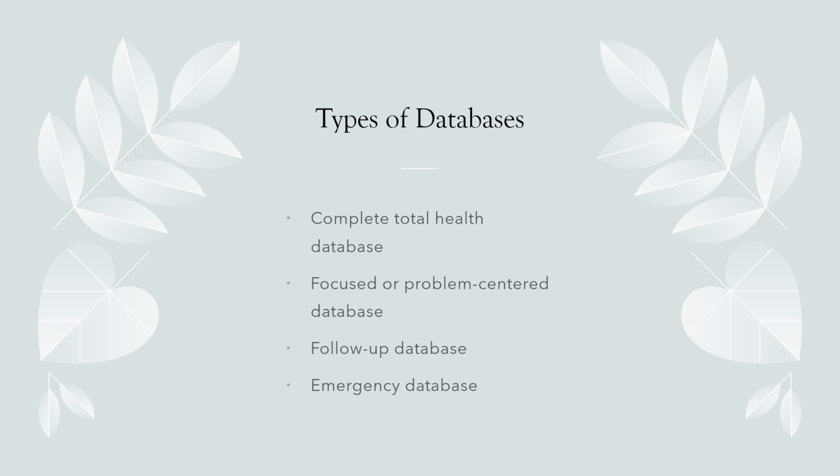A follow-up database is used in all settings to assess if whatever identified problem has gotten better, chronic conditions are not getting worse, and whether there are any recent changes in health status. An emergency database is a very rapid collection of data in an emergency that is life-threatening. An example would be an allergic reaction or a drug overdose. Once the client is stable, then a more thorough database can be collected.